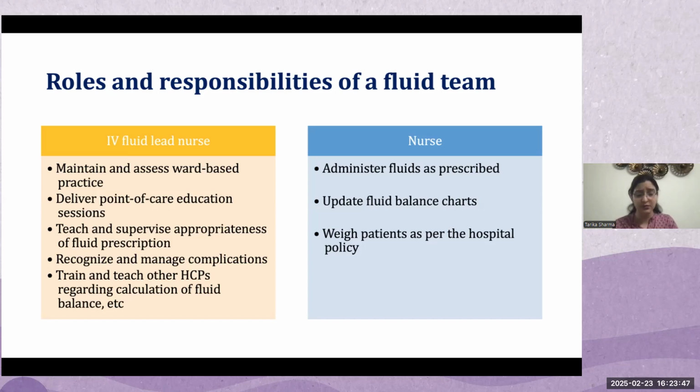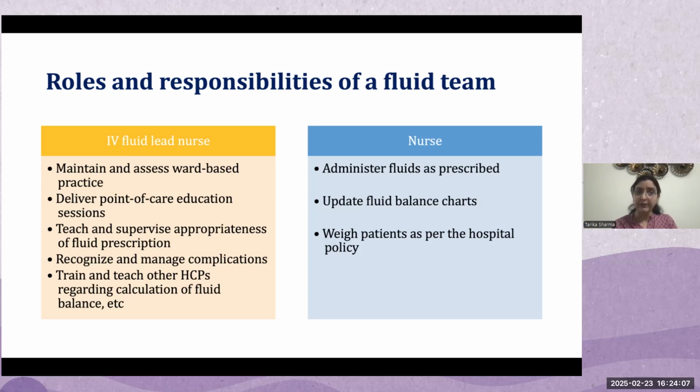What is the practice there in the hospitals or daycares or the ICUs? Which kind of fluids are being used? Whether they are maintaining the drop rates or not? Whether they are maintaining the fluid status of the patients or not? Whether they are doing proper monitoring or not? That kind of assessment will be the key area for the IV fluid lead nurse.